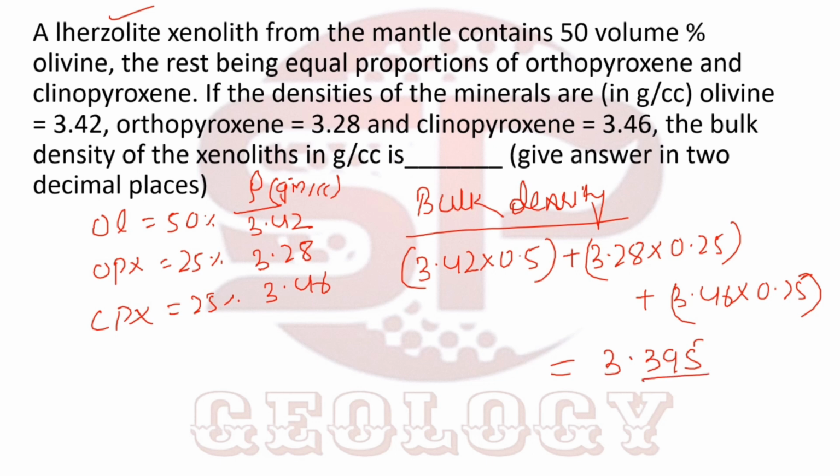You have to give the answer in two decimal places, so we will write 3.39. So the bulk density will be 3.39 gram per cc. Because here all are in gram per cc, you don't need to convert anything. So the answer will be 3.39 gram per cc.